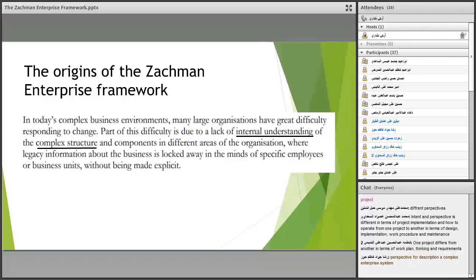We also have components in different areas of an organization. So an organization is divided into different components. Is everybody following what I'm saying?